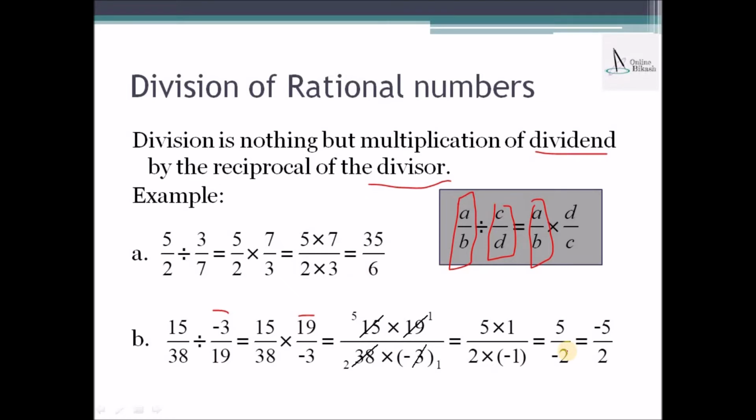What is standard form? I discussed in my previous video. 5 by minus 2 will change to its standard form, that is minus 5 by 2. Meaning to say, the denominator will become positive. You have to make the denominator positive. Okay, here minus sign is in the 2, that means it is in the denominator. So you take that minus sign to the numerator. And nothing will change except that. Okay, so this way we can divide any two rational numbers.